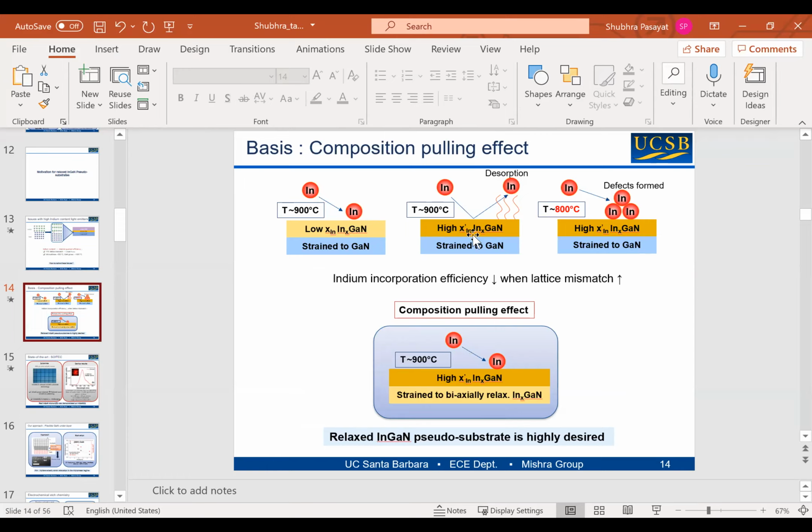So when you don't have relaxation, what happens is due to the strain in the structure, the indium content gets lower just to have a lower strain energy overall in the structure. That is only because of the lattice mismatch difference between these two layers. So if you have a biaxially relaxed InGaN layer underneath, then the difference in the lattice constant is low. So the strain in the structure is low. That allows for higher indium incorporation. Does that answer your question? Yeah, that's pretty much straightforward.